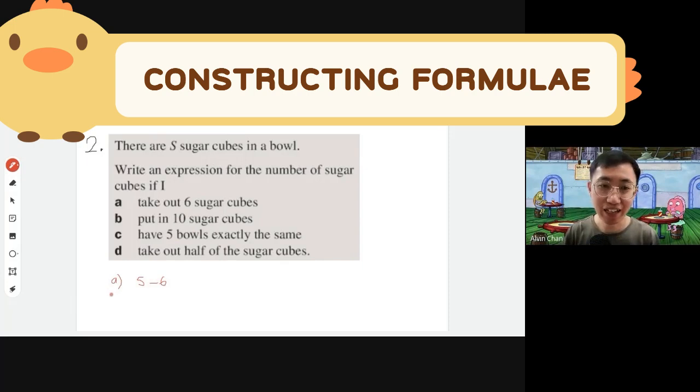So B is S plus 10. Yes, as simple as that. So it's testing you on writing formulas basically. So C, if I have 5 bowls of exactly the same, so 5 times S, so it's 5S.